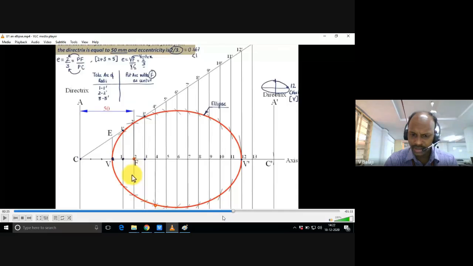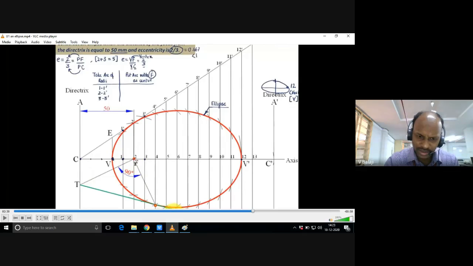So here is a small point I am showing on the curve. This is the selected point. Anywhere on the entire ellipse you can select. I have taken a point here. That point you need to join to the focus, like this, and you get one line. Draw one perpendicular to that line.